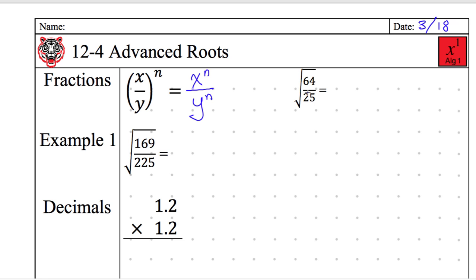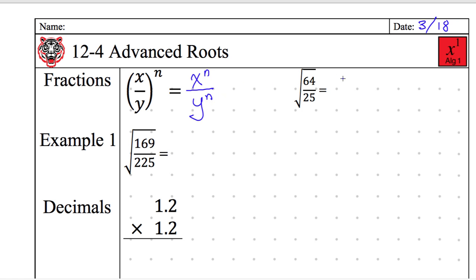Hopefully you can erase. So very similar to our rule over here where we distribute this power of n, I'm going to be distributing this square root. Who can tell me what this is equivalent to? If I have the square root of the whole thing, I'm going to only look at the top and the bottom to distribute that square root. Who wants to take a guess at it?